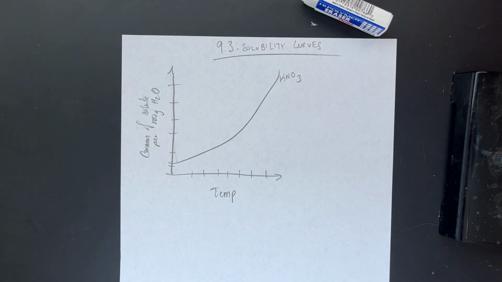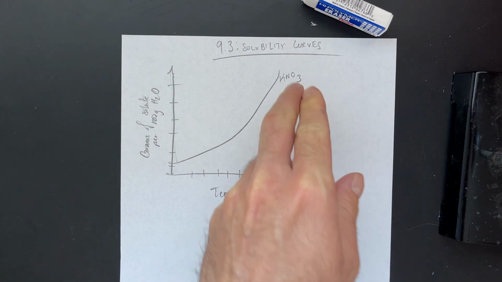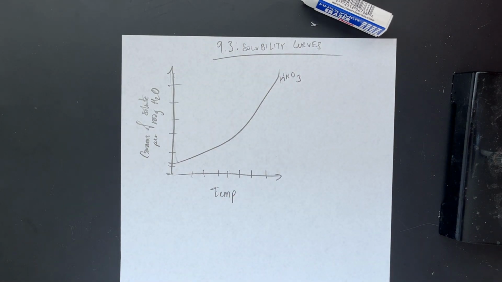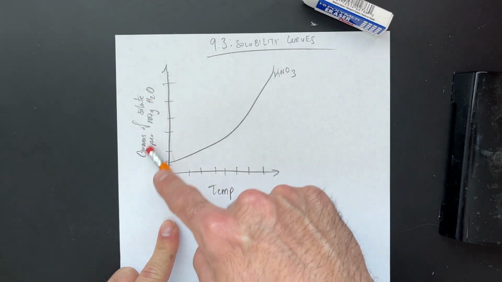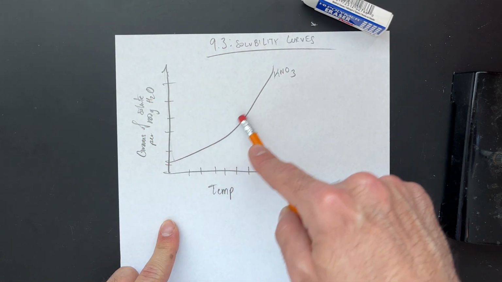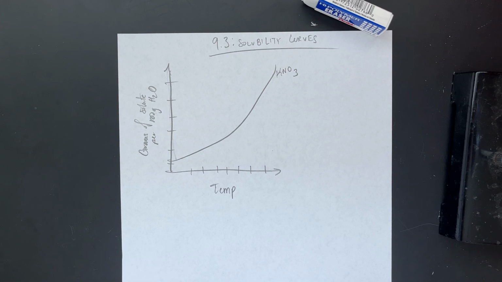All right, this is 9.3 solubility curves. What a solubility curve is, it simply allows you to see how much of our solute we can dissolve per 100 grams of solvent on a graph. Here, what we see is if you have KNO3, potassium nitrate, as temperature increases, the amount of solute you can dissolve per 100 grams of H2O is increasing, right?